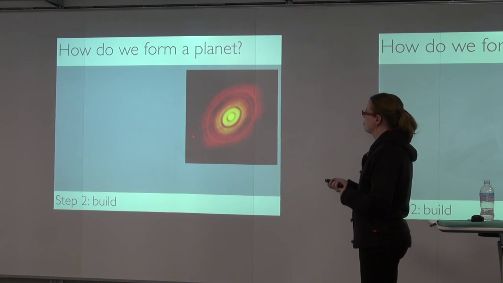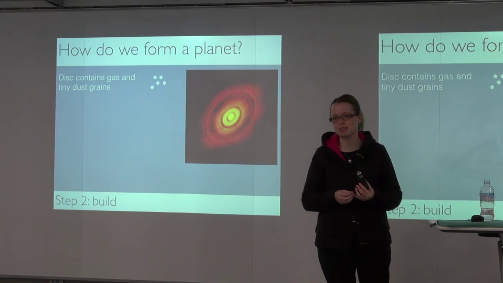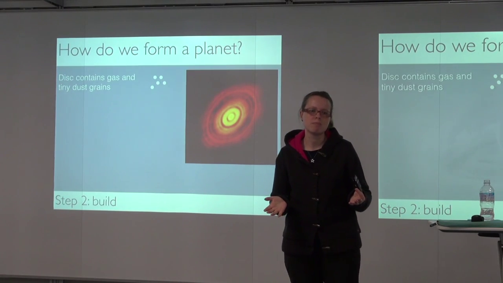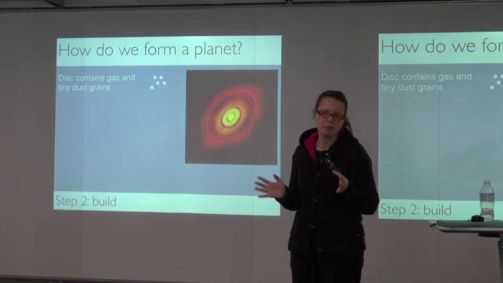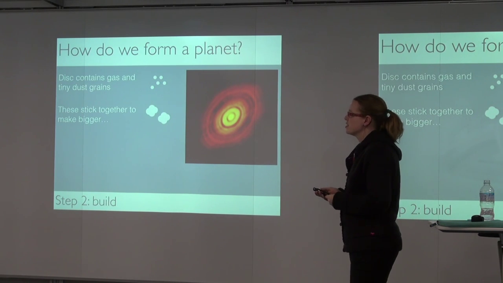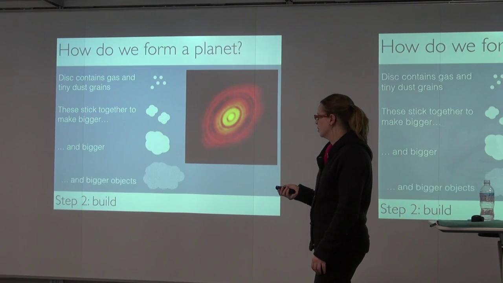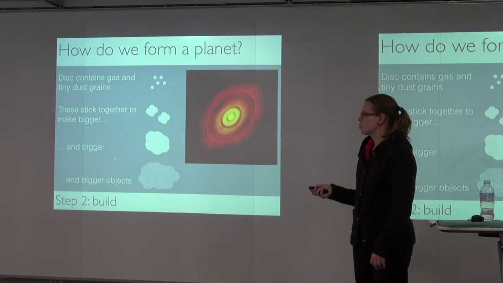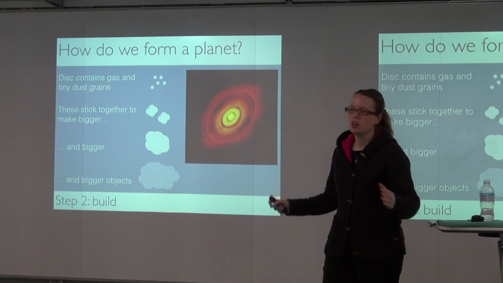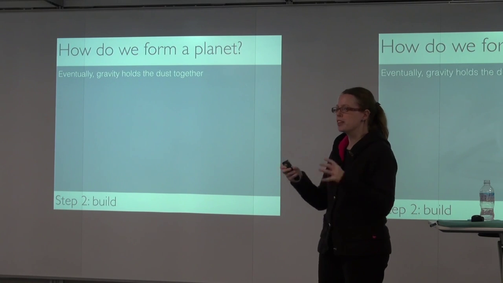So, how do we actually go from this disk to a planet? Well, we start off with gas and lots of tiny dust grains. I mean, these are like micrometer in size. So really, the dust you have on your kitchen floor is pretty capable of building a planet, if you had enough of it. So we start off with really tiny bits of dust, and they start to stick together. So you get a dust bunny. And these just get bigger and bigger, and bigger and bigger. And eventually, when we get to around a kilometer in size, gravity starts to take an interest. And once gravity gets involved, we can get a round shape.